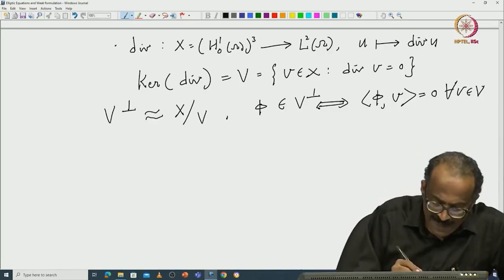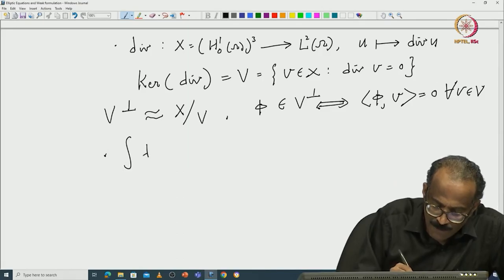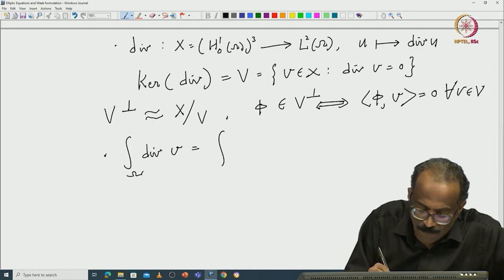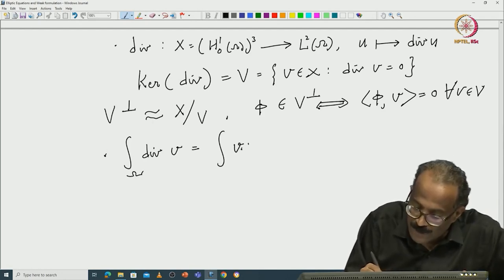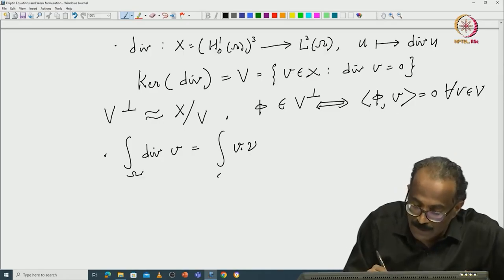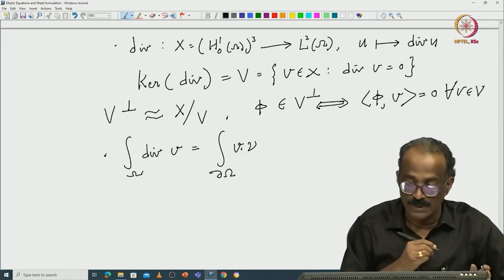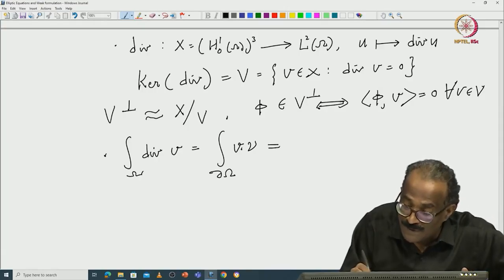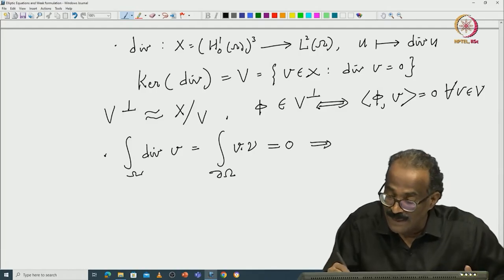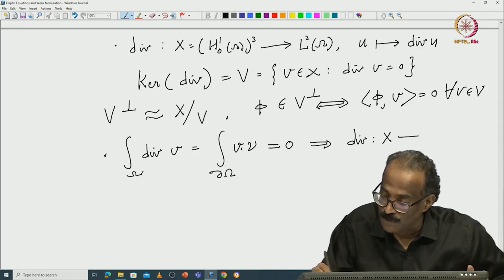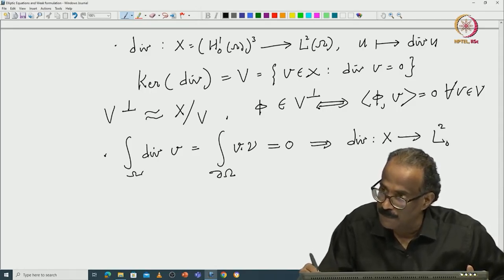And another fact, the integral of div v, by integration by parts, you get v dot nu, just because div v is equal to dv_i by dx_i, where nu is the normal which you are using. But v is in X and its boundary value is 0. So the integral of div v is always 0. This implies div is actually a map from X to L2 0 of omega.